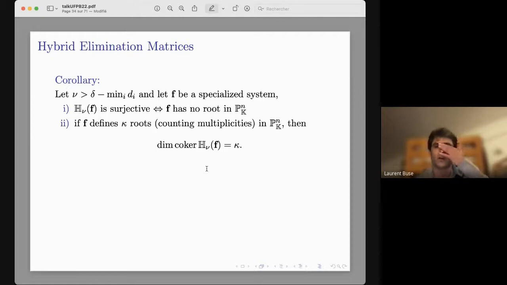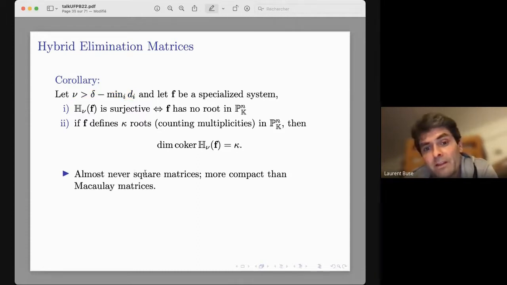Okay, so what is the corollary of all this? The corollary is that we have similar matrices. That is, now the degree is this one, delta minus the minimum over i of di. And then if you take a specialized system, the matrix we built is surjective if and only if f has no root over Pn. And if f defines kappa roots counting multiplicity, then the dimension of the cokernel is kappa. So you can use these matrices for solving polynomial equations.